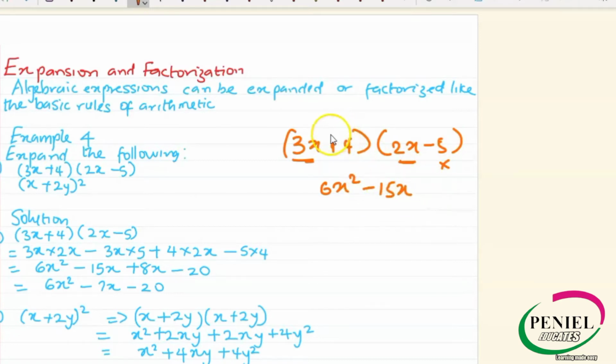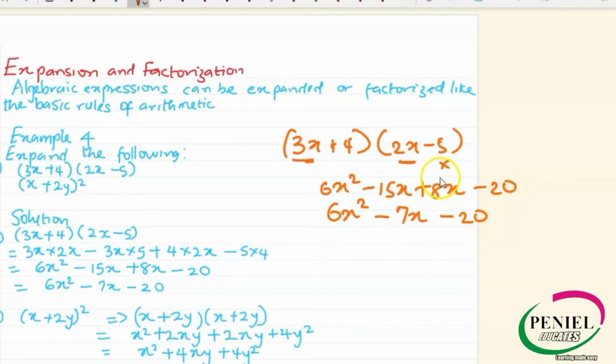Okay, I'm going to do this plus 4 multiplied by 2x. It's going to give me a positive 8x. All right, so I'm going to use this plus 4 multiplied by minus 5. It's going to give me minus 20. All right, so if I do my calculation, minus 15x plus 8x is going to give me minus 7x, then minus 20.